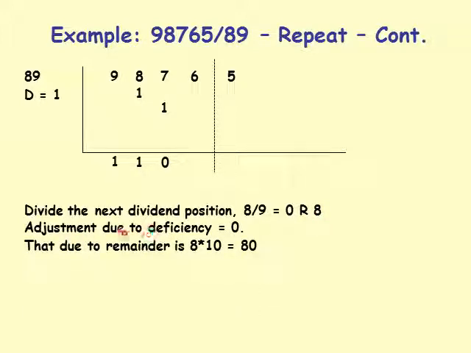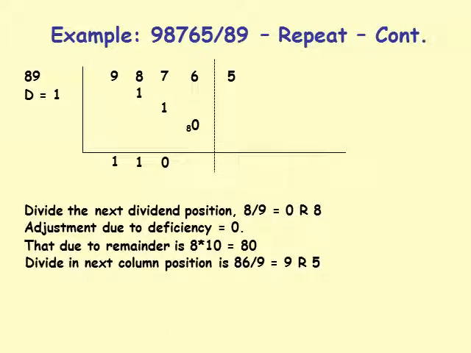Adjustment due to deficiency is 0. Quotient is 0. 0 times 1 is 0. And the remainder is proportional. 8 times 10 is 80. So we would add 80 to the next dividend position here. We just did. Okay. So 6 plus 80 is 86. Let's continue. Now divide in the next column.